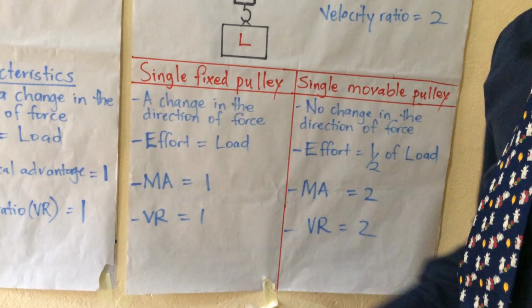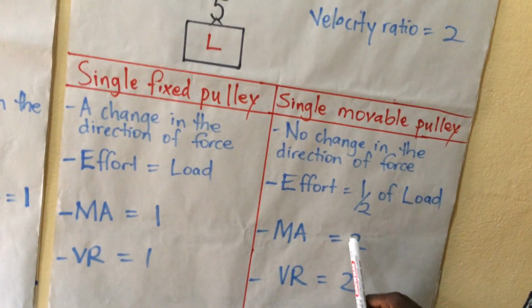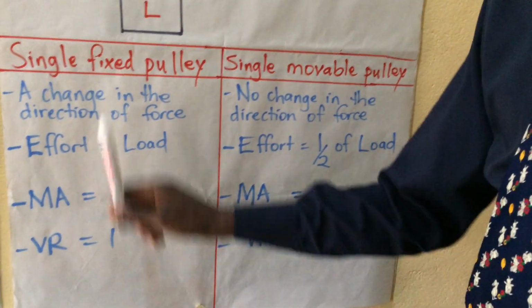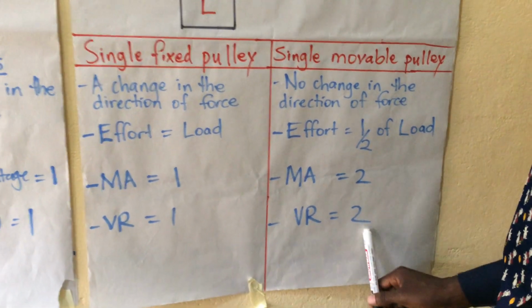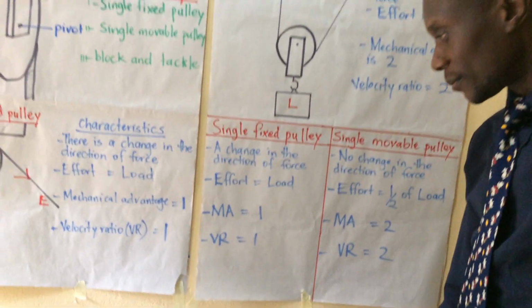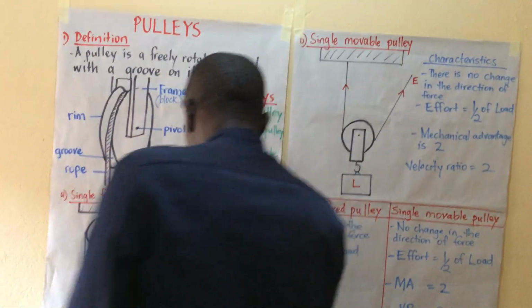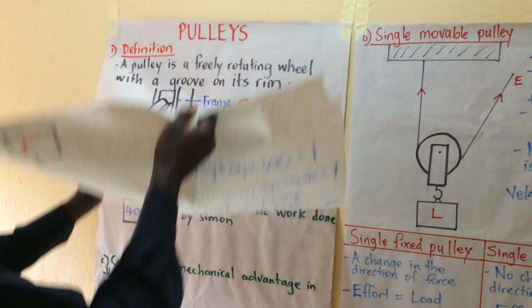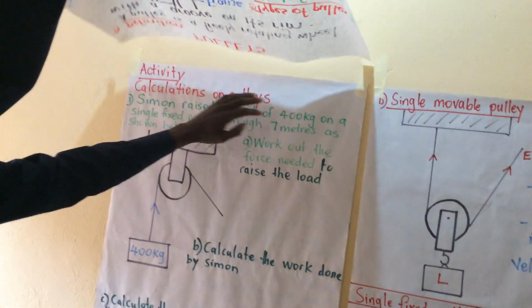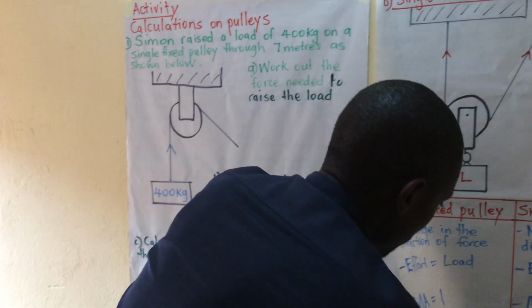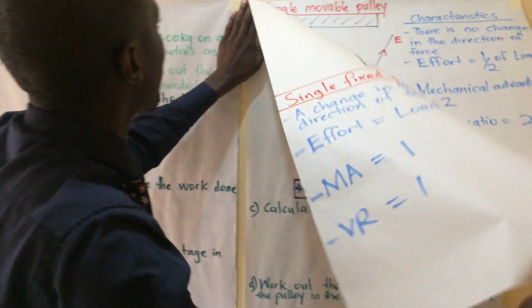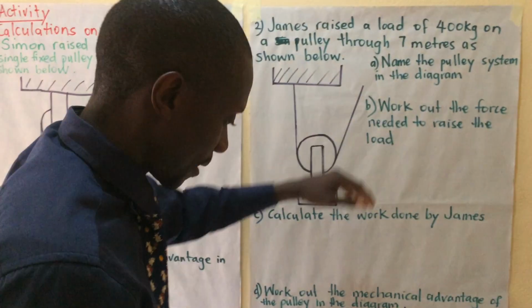The single fixed pulley has a mechanical advantage of 1, while this one has a mechanical advantage of 2. Single fixed pulley has a velocity ratio of 1, while this one has a velocity ratio of 2. The next part, we are going to work out some numbers on the pulleys. We're going to work out two numbers here on these pulleys.